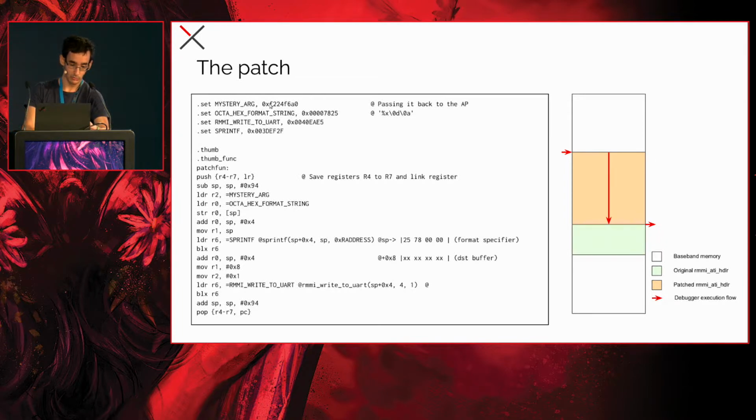If this is the mystery argument that we want to send, we're just going to load it. We're just going to call sprintf to create a string in the stack right here at sp plus 0x4, where our return string is going to be placed. We're going to call sprintf right here, and with the result string, we're going to call RMMI write to UART again, passing the string that we just created. This is really simple, and by the way, this is what it would look like graphically in the baseband memory. As you can see, this is what we overwrote, and this is going to be our patch. And as you can see, it is returning prematurely without executing the rest of what we did not patch.